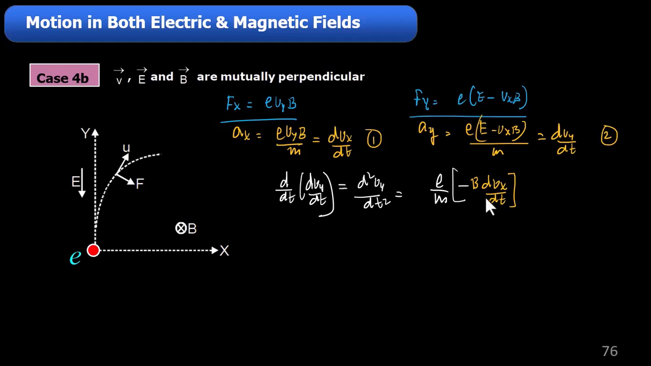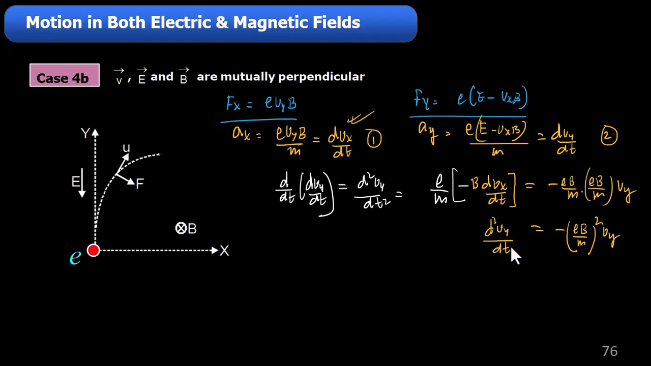So now what is dVx/dt? From equation number 1, I can put the value of dVx/dt over here. If I substitute the value of dVx/dt from equation number 1, it gives minus eB by m, and what is dVx/dt? That is equal to eB by m into Vy. So that means I am getting minus (eB by m) whole square into Vy. Okay. That is basically the value of d2Vy/dt square.